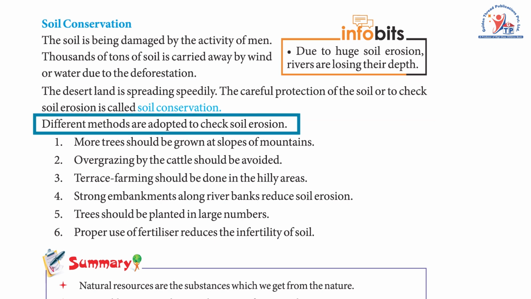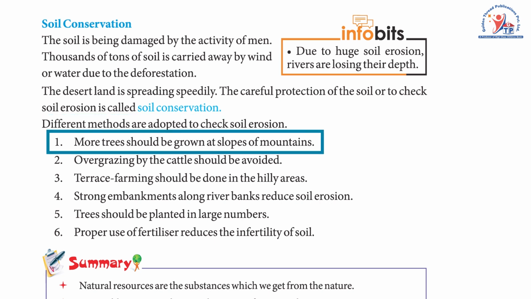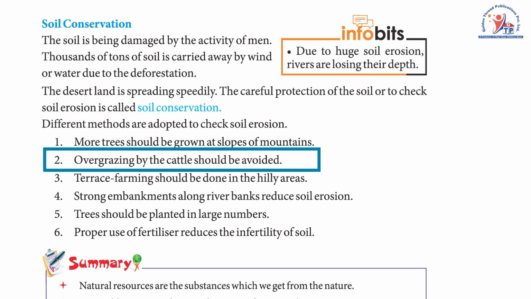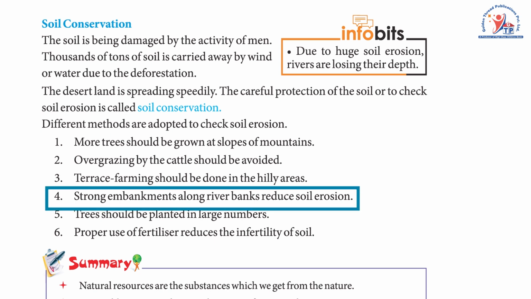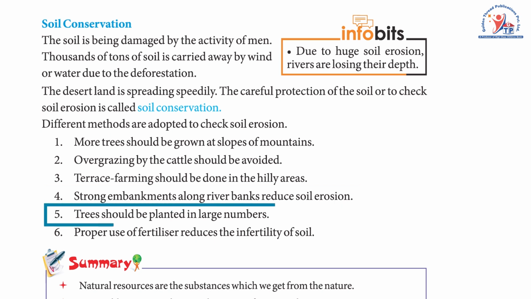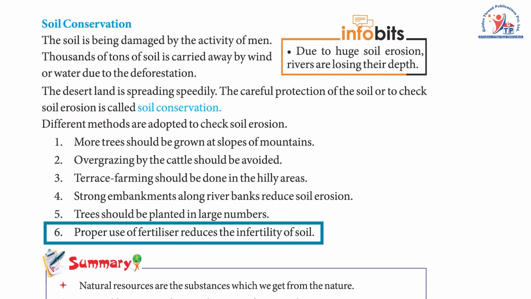Different methods are adopted to check soil erosion. 1. More trees should be grown at slopes of mountains. 2. Overgrazing by the cattle should be avoided. 3. Terrace farming should be done in the hilly areas. 4. Strong embankments along river banks reduce soil erosion. 5. Trees should be planted in large numbers. 6. Proper use of fertilizers reduces the infertility of soil.